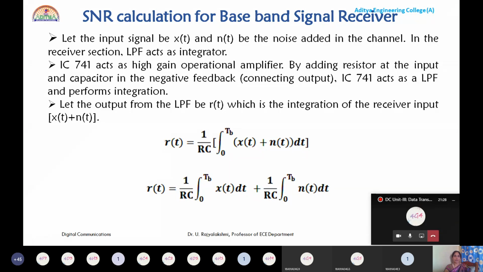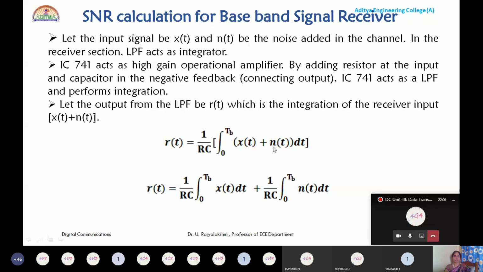Okay, so what is r of t? r of t is the output of the low pass filter, which is 1 by RC, where RC is the time constant provided by the filter. Okay, so 1 by RC integral 0 to TB, because we are evaluating for capital T, because we consider the bit duration as capital T. Here T is equal to TB. Okay, so x of t plus n of t into dt.